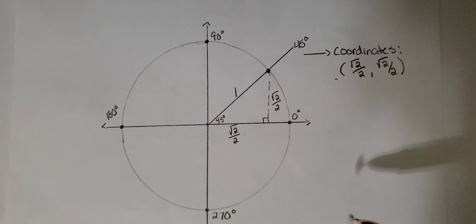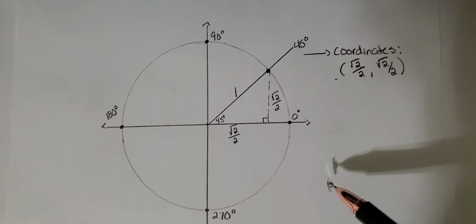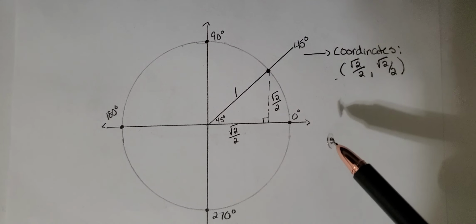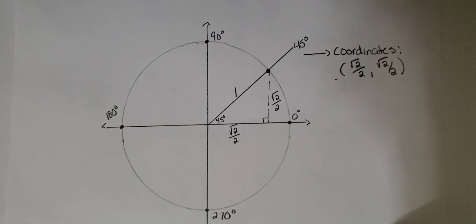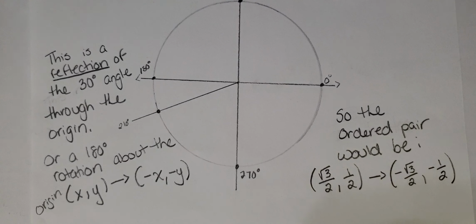What I want you to try and do is see if you could figure out the ordered pair that will go with the 60-degree angle. So now let's say we're asked to find the ordered pair for an angle that is not the 30, the 45, or the 60-degree angle. How can we find that angle?